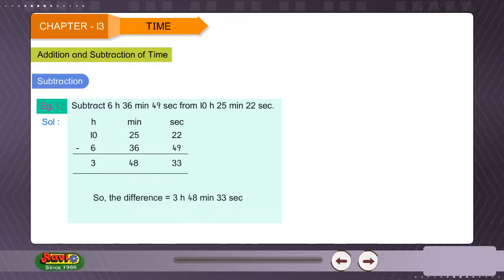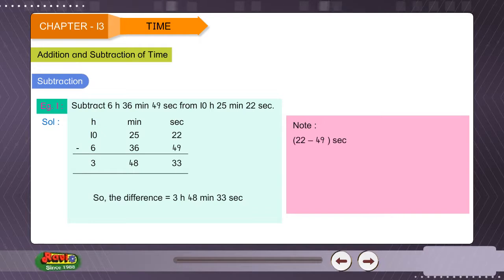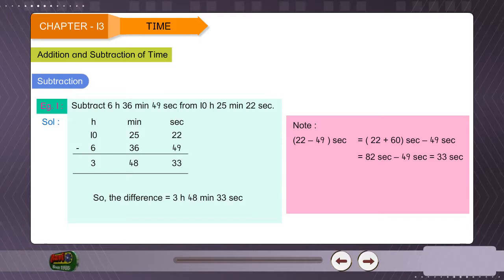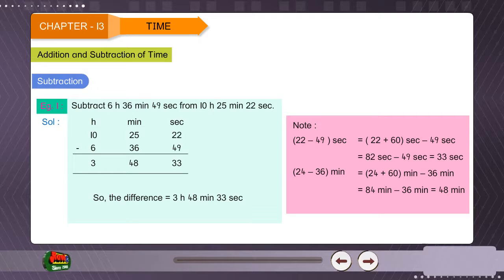So, the difference is 3 hours, 48 minutes, 33 seconds. Note, 22 minus 49 seconds is equal to 22 plus 60 seconds minus 49 seconds, is equal to 82 seconds minus 49 seconds is equal to 33 seconds. 24 minus 36 minutes is equal to 24 plus 60 minutes minus 36 minutes, is equal to 84 minutes minus 36 minutes is equal to 48 minutes. 9 minus 6 is equal to 3 hours.